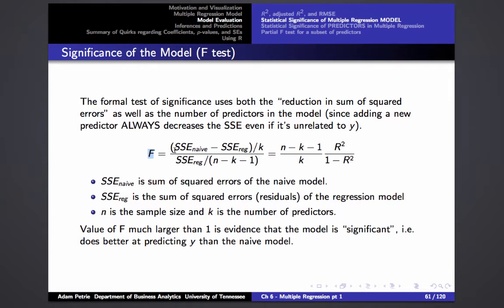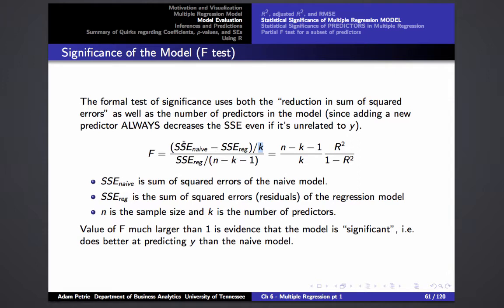So what we'll do, similar to simple linear regression, is calculate a statistic called F. Now, I'm not going to go into too much detail about what the actual value of F means. You basically look at the reduction in the sum of squared errors from the naive to the regression model, divide that by the number of predictors in the model, and then divide it by something else.